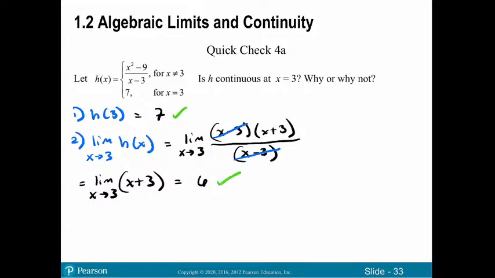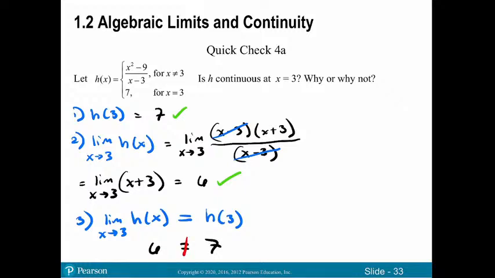But then the third condition is that the limit as x approaches 3 of h of x needs to be equal to h of 3. But in our case, they're not equal. The limit ends up being 6. Is that equal to h of 3, which is 7? No. So we say it's not continuous.